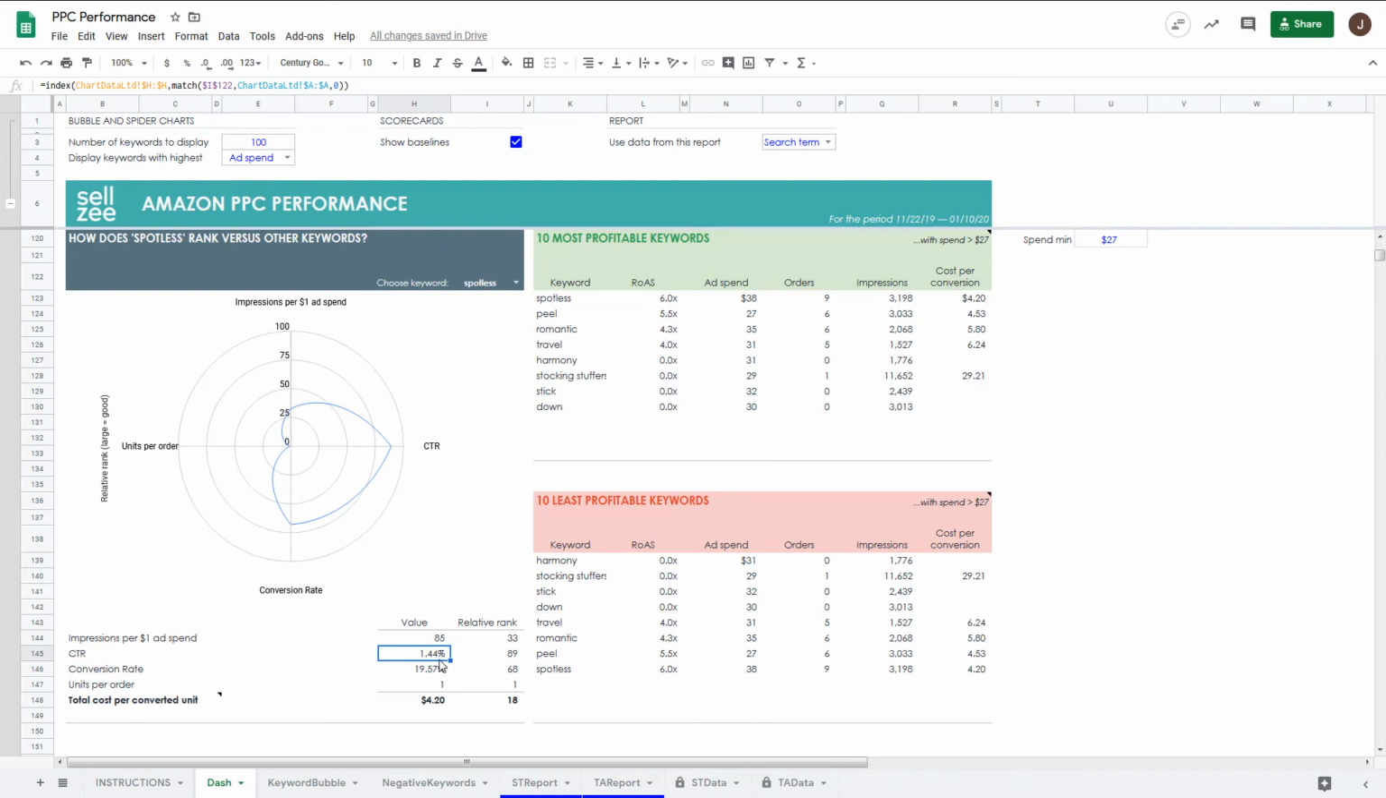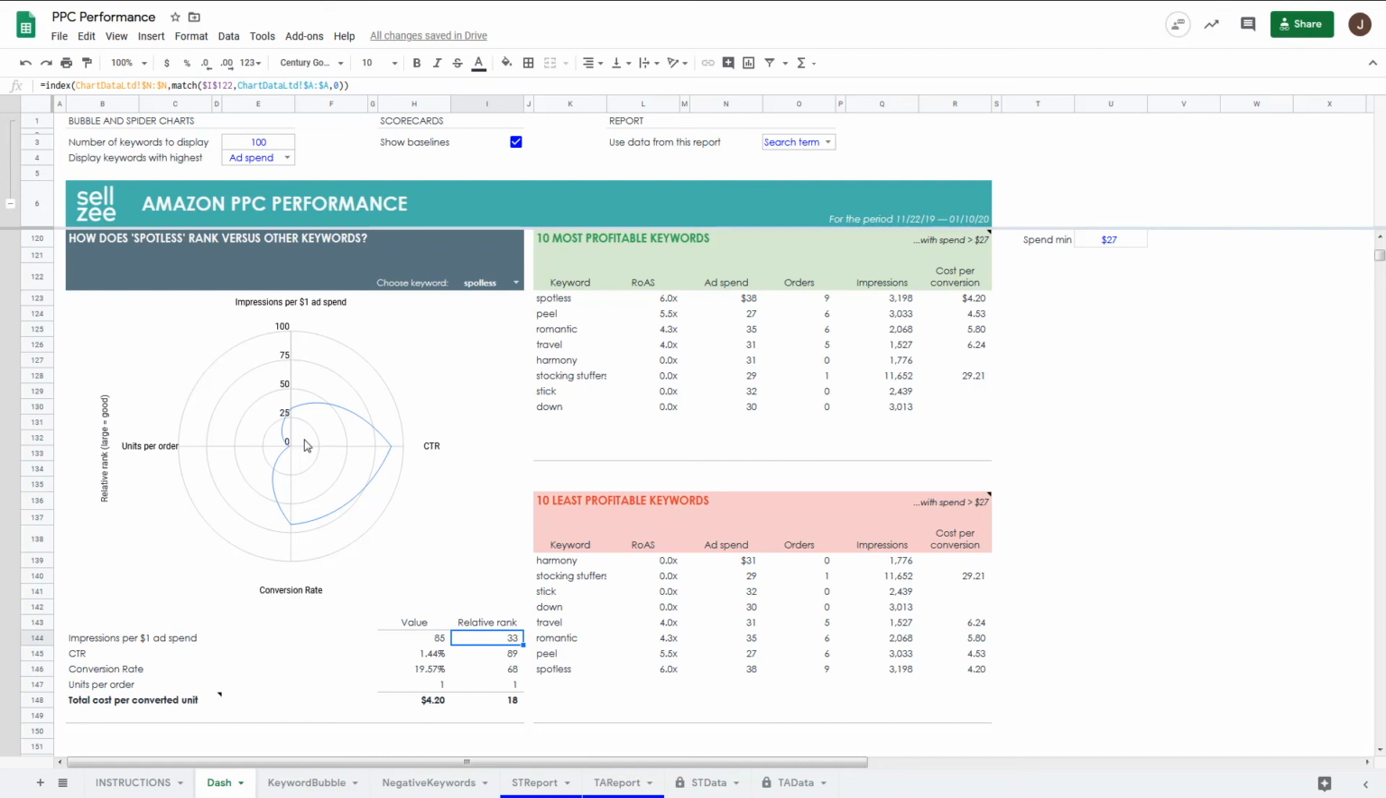So you might be thinking, because it's in your top 10 most profitable keywords, that there's no room for improvement. But look at what this radar chart is actually telling you. It's saying, hey, this keyword is actually in the bottom third of all your keywords in terms of total impressions per dollar worth of ad spend. Look at how close to the middle the impressions corner is, right? So that's worth investigating.